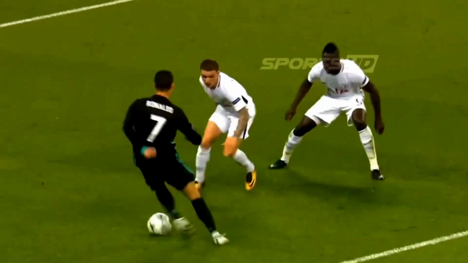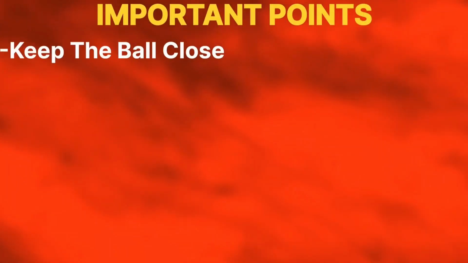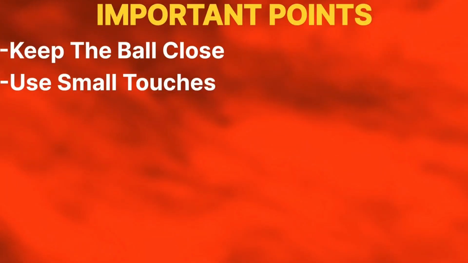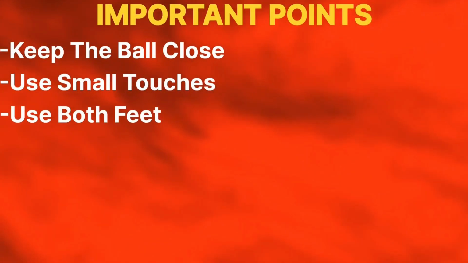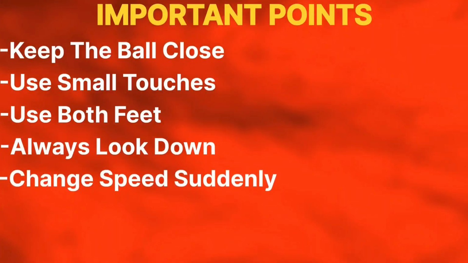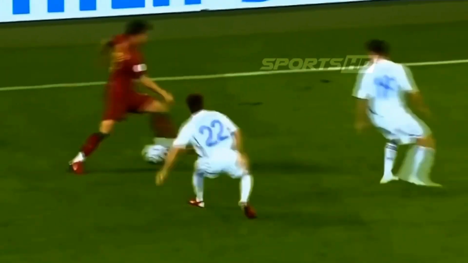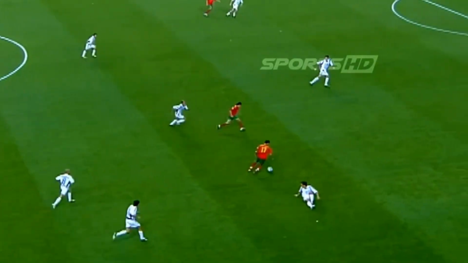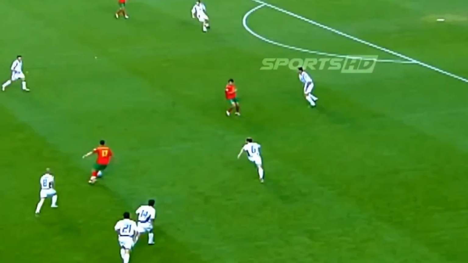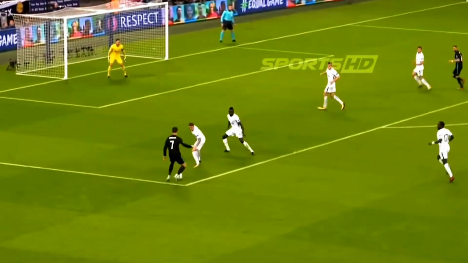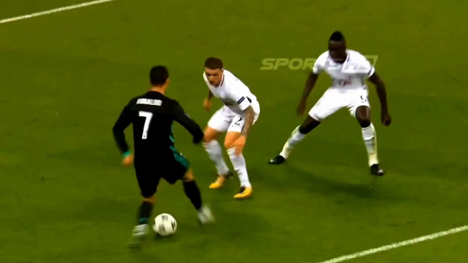So if you want to dribble better, remember these points. Important points: keep the ball close, use small touches, use both feet, always look down, change speed suddenly. Why is speed change important? Because defenders can follow your normal speed, but they struggle when you suddenly accelerate or change direction.